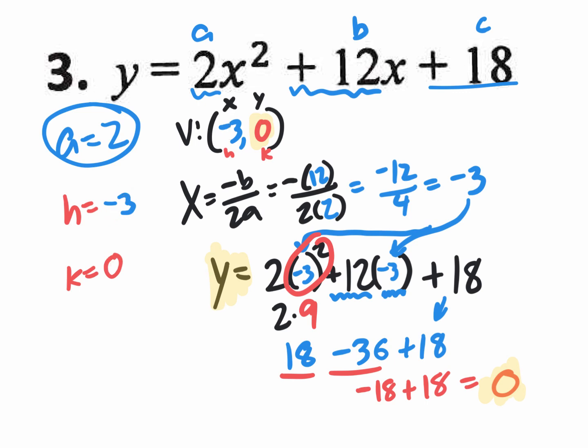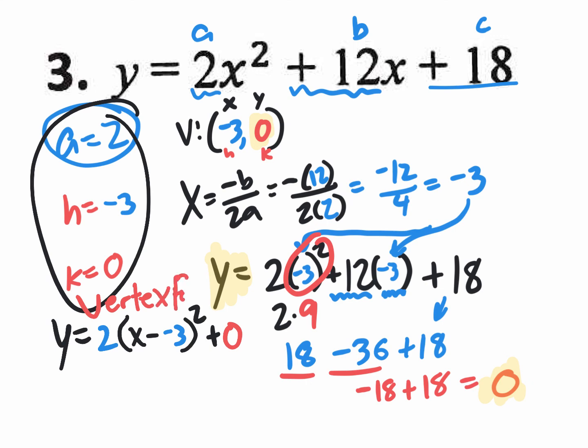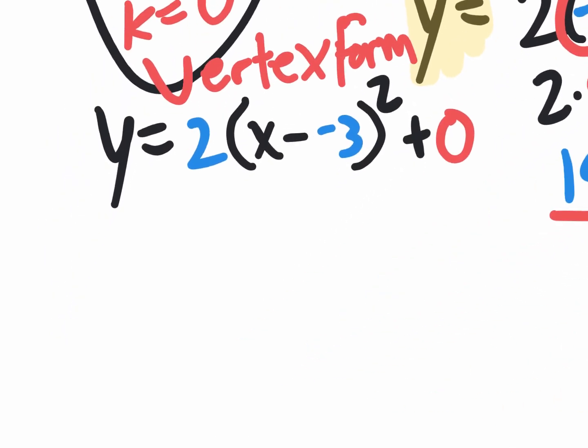Now that we know our A, our H, and our K, we could plug it all into the vertex form. Y equals, the A value is 2. Open up the parentheses, X minus your H value being negative 3, close parentheses, squared, plus K, which is plus 0. So this right here is our vertex form. This is what they want from us to find the vertex form. Sorry about that, got kind of sloppy. But here's our vertex form.